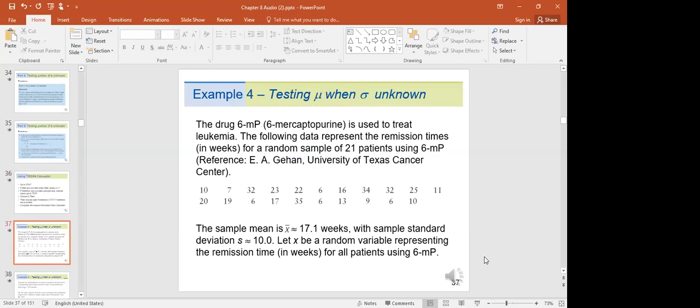So this is an example. The drug 6-MP is used to treat leukemia. The following data represent the remission times for a random sample of 21 patients using 6-MP. Let's just practice using data for this test. To enter data into the calculator, you go to Start and press Edit or Enter. Then we are going to enter the 21 values in L1.